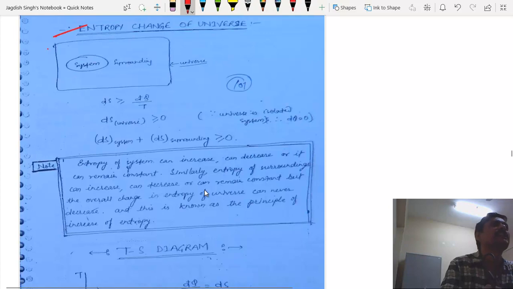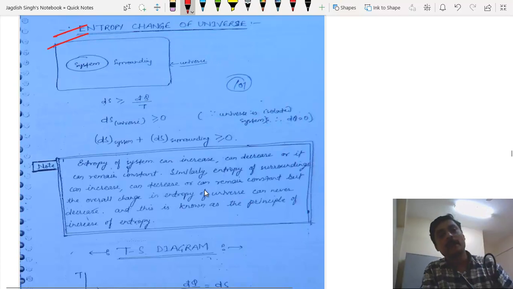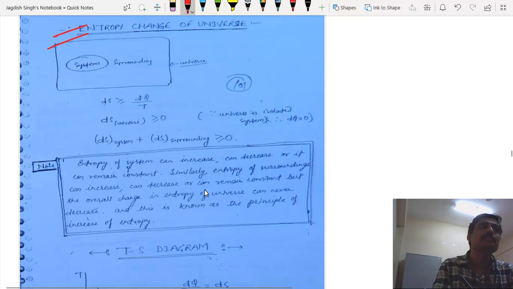Now we will see the entropy change for the universe, right? Basically, our universe is assumed to be isolated. This is our assumption. This is a very interesting assumption. Okay, let us discuss further. First of all, let us suppose this is our system, and everything except this system is called the surrounding. When we add both, this is called the universe.